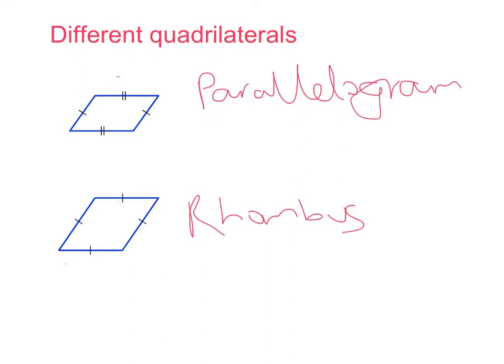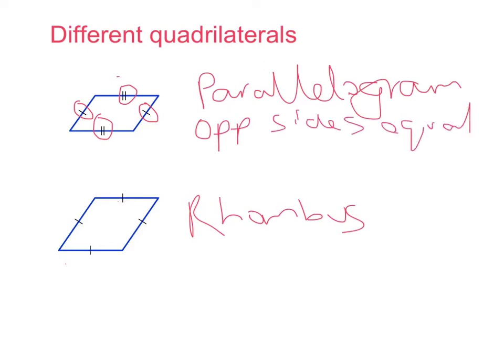Well, with our parallelogram, the first thing we can tell is that this side here and this side here are equal, and this side here and this side here are equal in length. So opposite sides equal. Okay, what can we tell about this guy? This one here, this one here, this one here, and this one here are all equal. So all sides are equal.